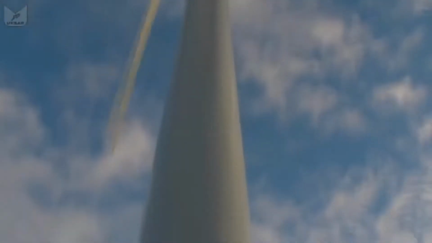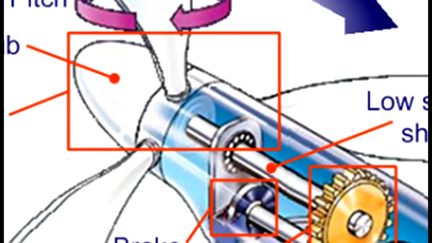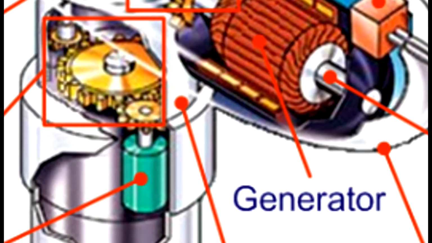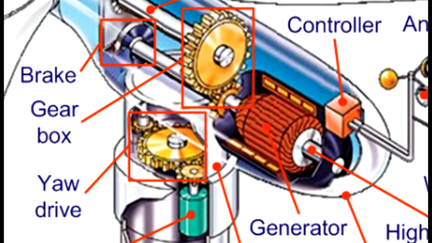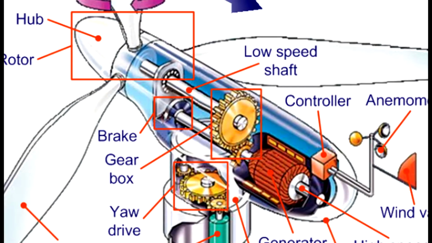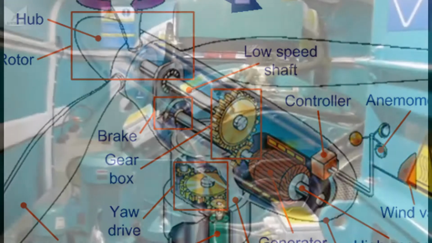It connects the blades to the entire machine. The rotor also works in tandem with the generator. It can be attached from its rotor shaft directly to the generator, or it could be connected through a series of gears in a gearbox.